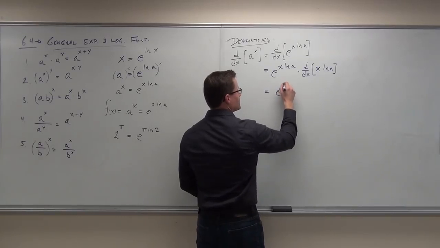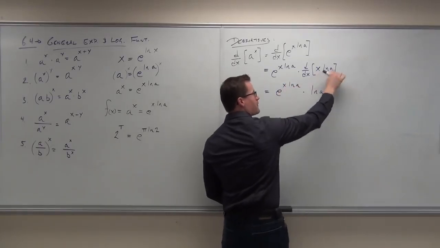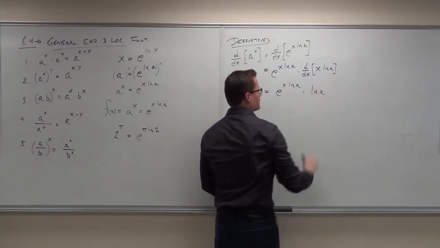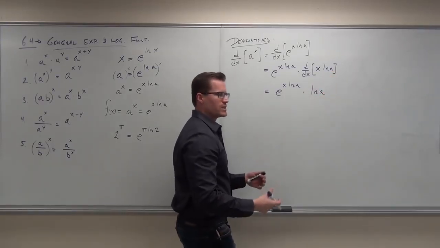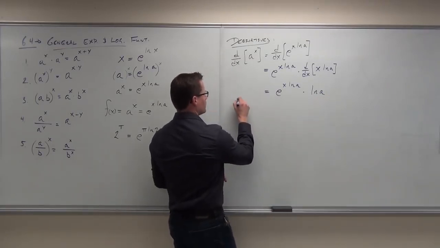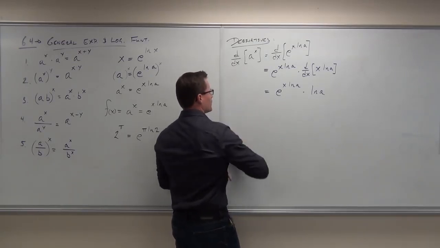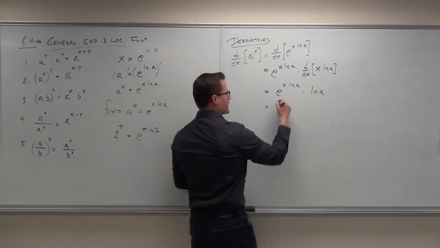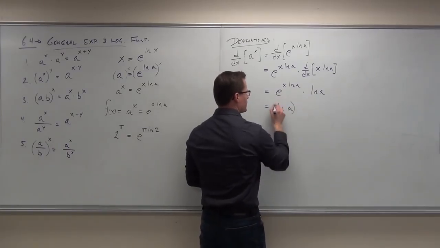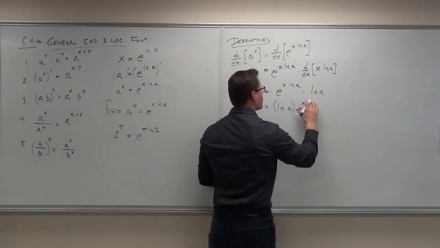So we have e to the x ln a times ln a. The derivative of this is ln a. Let's write it just a little bit differently. This looks a little bit funky. So what we're going to do is say, okay, well, the derivative. One more step in here. Let's put the ln a first: ln a e to the x ln a.